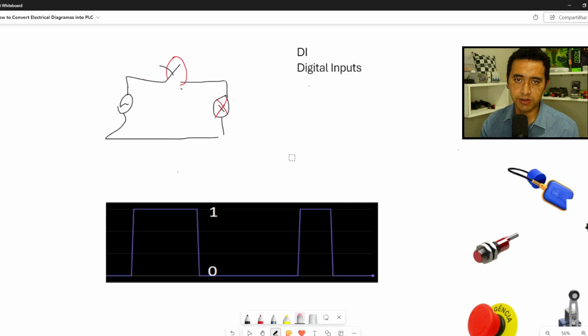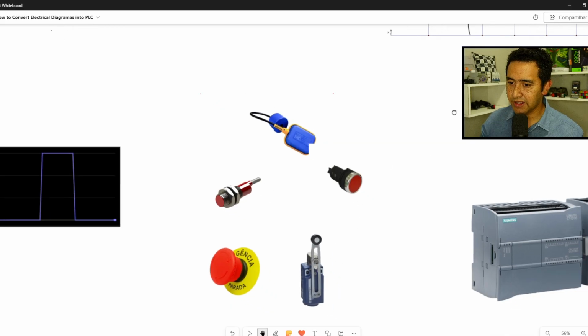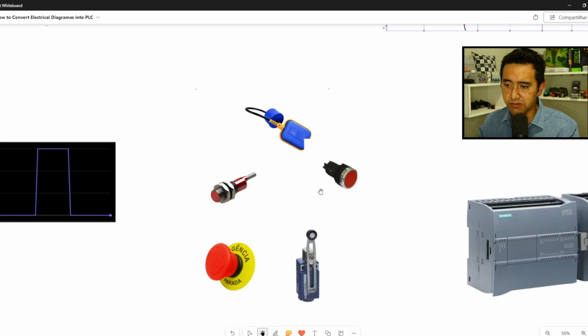Anyway, digital inputs: any equipment that has only two states. I put some of this right here. Any one of these, we can wire as a digital input. A button, for example: when I push the button, it turns on, and when I push again, it turns off. It depends on the context, normally open or normally closed, but in the end, it's only two possible states.